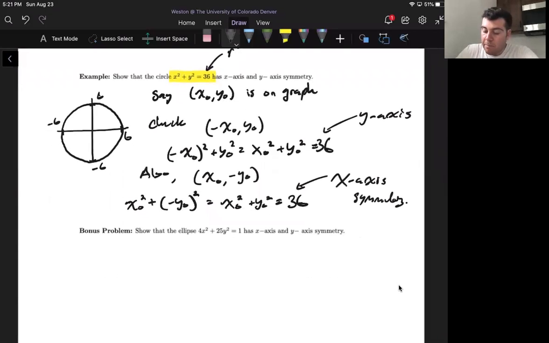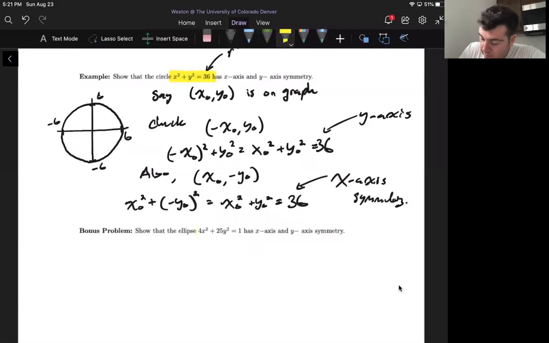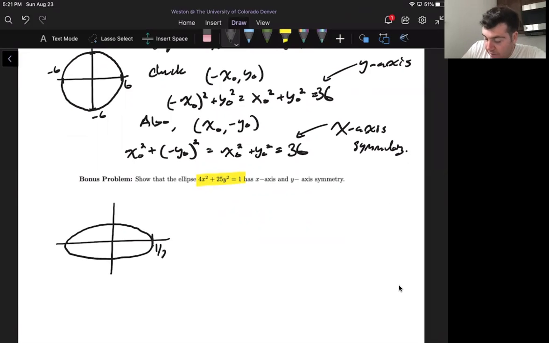And then we have a bonus problem. This is the equation that defines the graph of an ellipse. And that gives us an ellipse that looks like this, where the x-intercepts are at 1/2, and the y-intercepts are at 1/5. But I'll leave this problem for you guys to do.